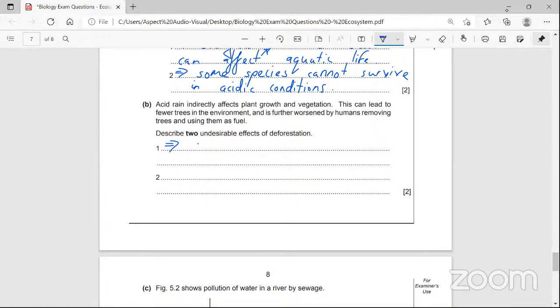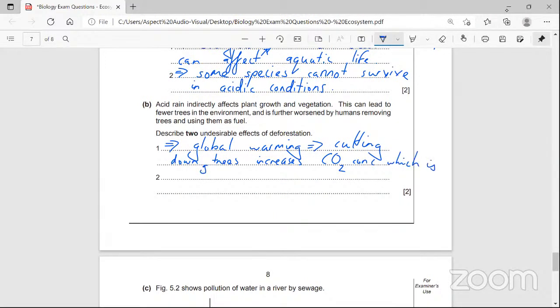Global warming, right? How would you describe that? Exactly. Cutting down trees increases the carbon dioxide concentration, which is a greenhouse gas. Are we together? Anything else?